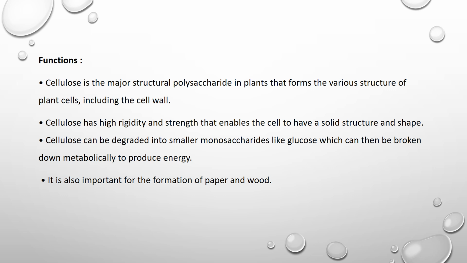Functions. This is the major structural polysaccharide in plants that forms the various structures of plant cells, including the cell wall. It gives high rigidity and strength and enables the cells to have a solid structure and shape. It can be degraded into smaller monosaccharides like glucose, which can give energy. It is also important for the formation of paper and wood.